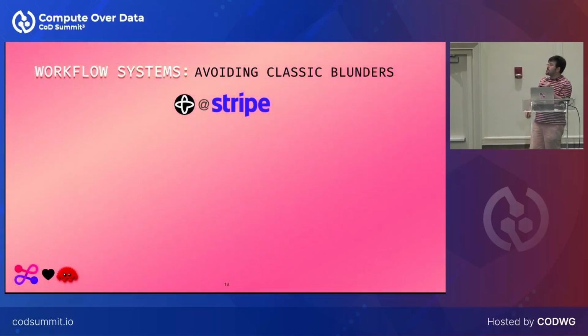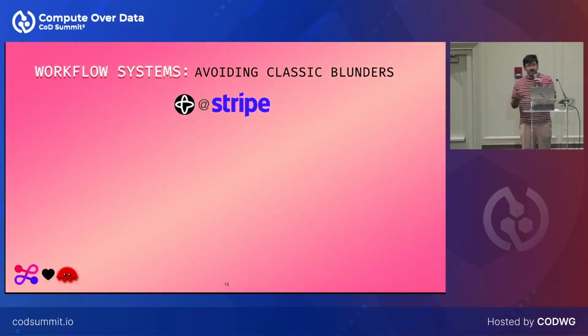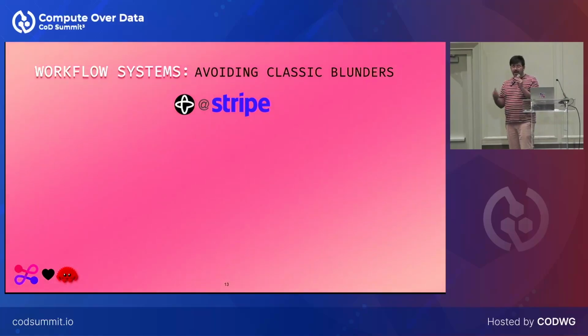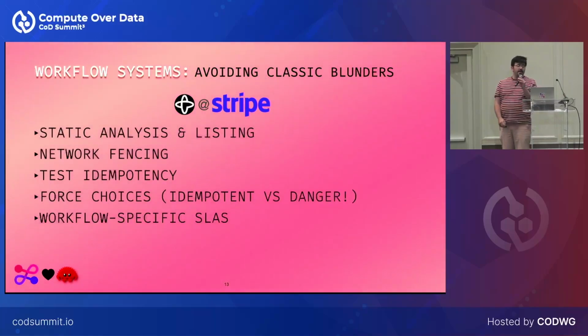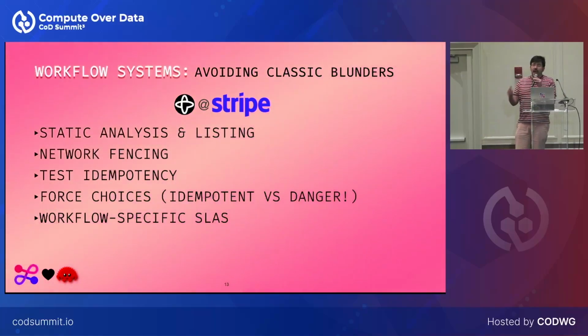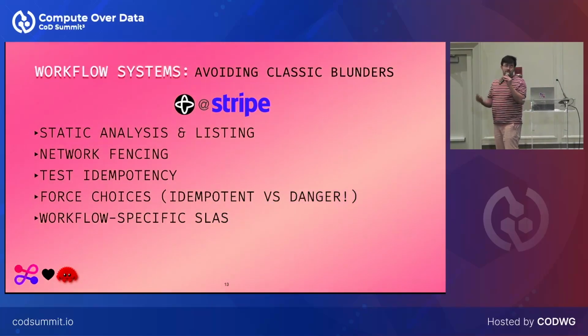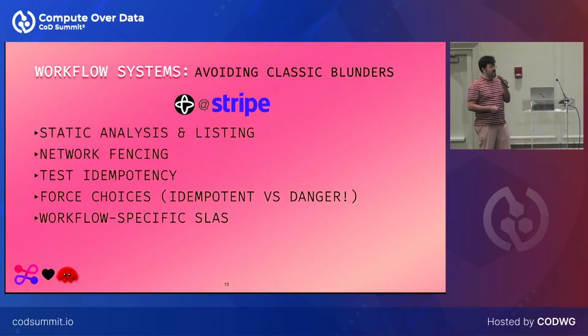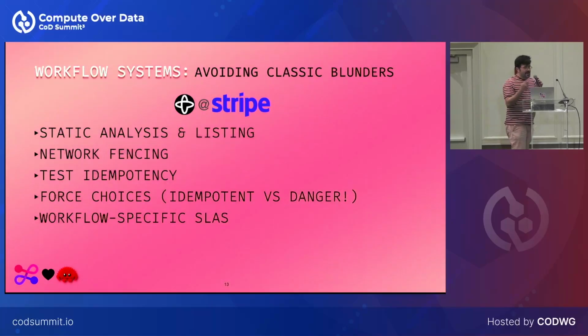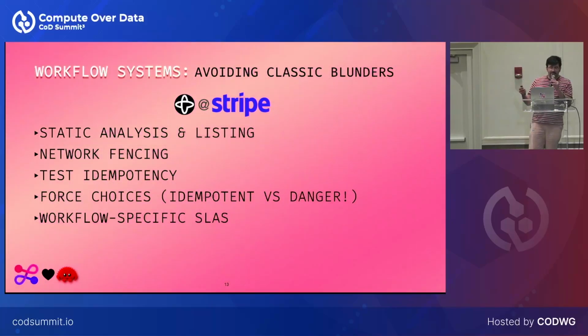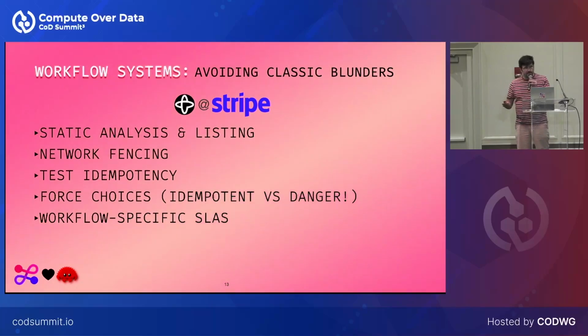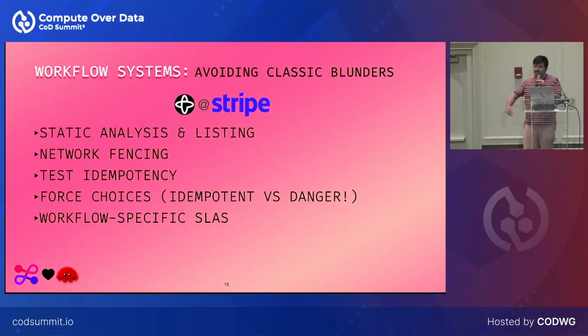So even Stripe actually has a great little talk about using Temporal. They use these workflow systems for petabytes of data at Stripe. And they basically wrapped these workflow engines with their own tooling: static analysis, network fencing, testing for idempotency. So they run tests twice, for example. So you want to have that ability to do that.